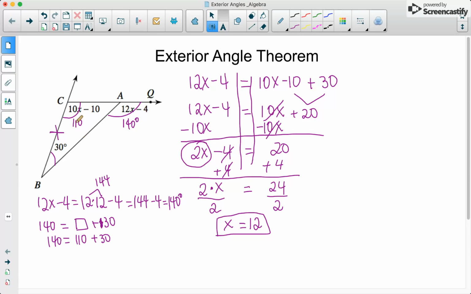Okay, since this one is 110 and this one is 30, and I know that the sum of the interior angles should be 180, I know that this angle should be equal to 180 minus 30 minus 110. So this one should be 40. So this angle needs to be 40 degrees. So now I have all the angles, the exterior and the 3 interiors. That's all, guys.